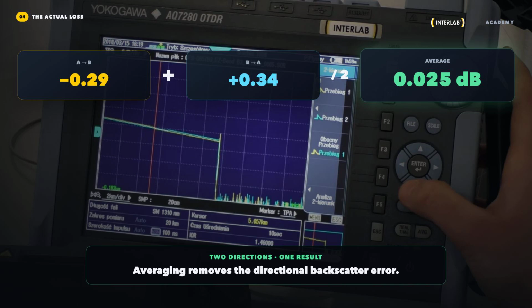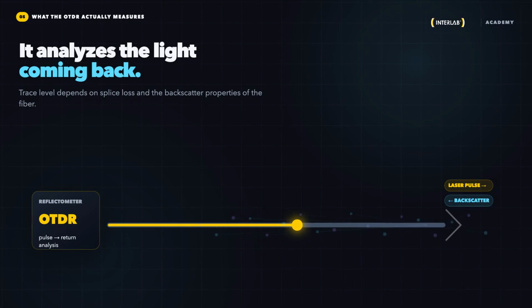Why does averaging work? The answer lies in what the instrument is actually seeing. An OTDR is not measuring the light after the splice with a power meter. It sends a pulse into the fiber, then listens for a tiny amount of light scattered back toward the instrument. The height of the trace represents the level of that returning signal, but two fibers can return different amounts of light even when both carry the forward signal perfectly well. The instrument therefore sees two things at the same time: the actual splice loss and the backscatter difference between the fibers on either side.